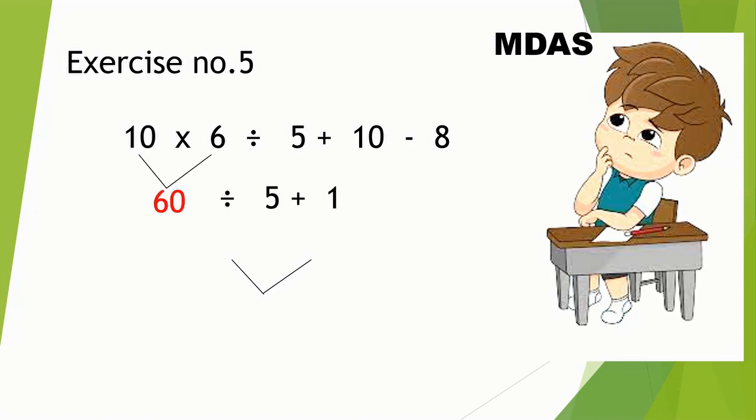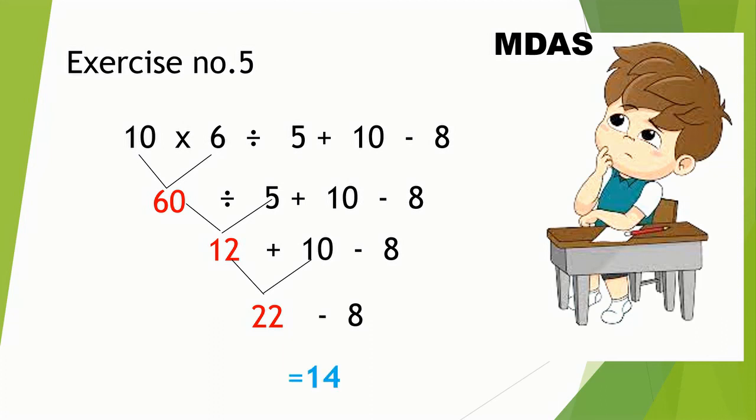Next, we are still in rule number 1: 60 divided by 5 is 12, plus 10 minus 8. After rule number 1, we go to rule number 2: 12 plus 10 is equal to 22, minus 8 is equal to 14. See? Very easy, kids. Who among you got 5 scores?